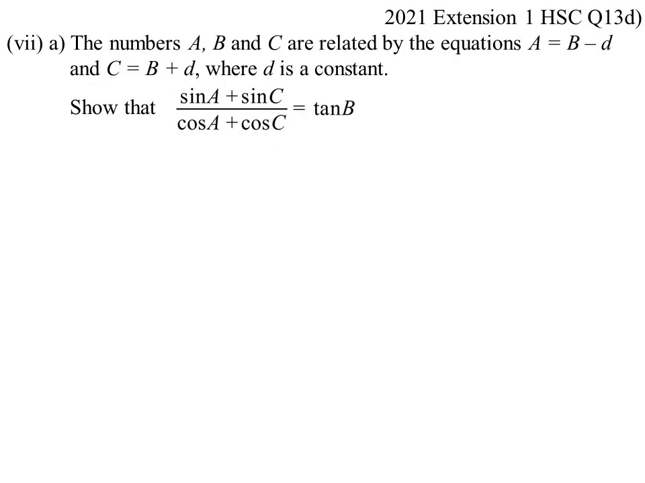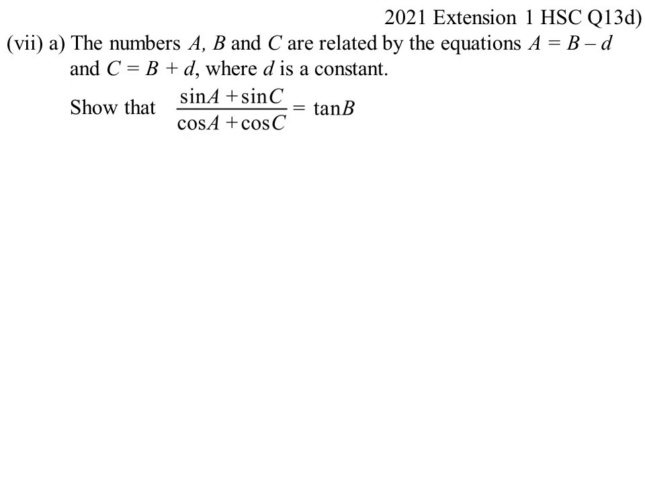Okay, I think this is the last example. Let's finish up with this one. From the 2021 HSC, it was a very interesting question. So they told us the numbers A, B and C are related by this relationship here, these equations. A is B minus D, C is B plus D, D is some constant number.